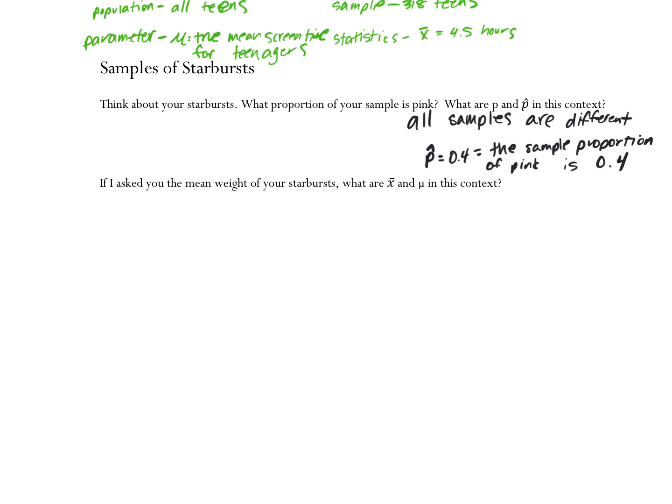And unfortunately, not all of our samples were 0.4. Some people had a 0.6. Some people didn't get any pinks, right? Is everybody good? All right. If p hat is the sample proportion, what would p represent? The population proportion? Okay. Sometimes we call the population proportion the true proportion.